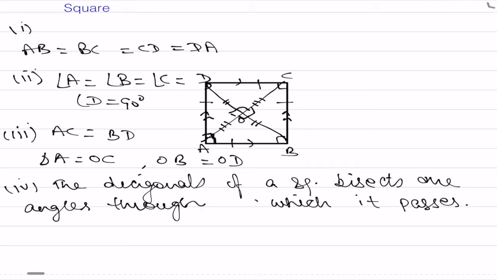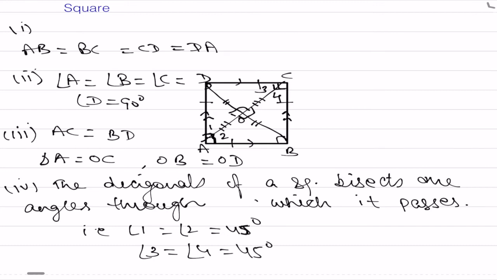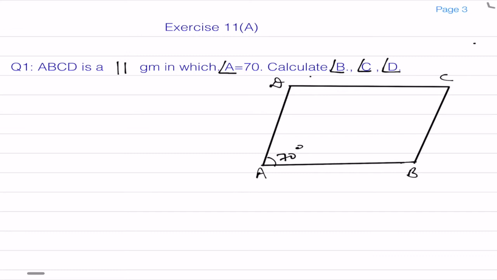Means their halves, angle 1 and angle 2, are 45 because each angle is 90. Similarly, angle 3 and angle 4 are also 45 degrees. Got it? So these are the properties of the different types of quadrilaterals, children, that you need to remember for solving the questions of the exercise. So let's start with the exercise.